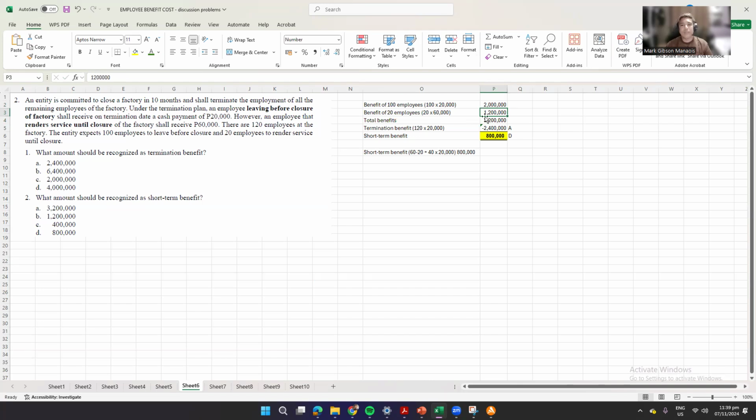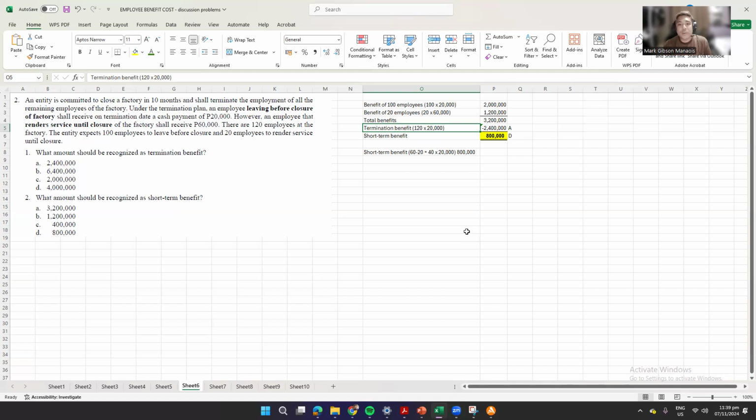3,200,000 total benefits. Now, the termination benefit, that's 120 multiplied by 20,000. So we're basically assuming the full amount, that all the employees will resign before the closure of the factory. So that's 120 employees multiplied by 20,000. We get 2,400,000. This is the termination benefit that we have to recognize. Okay, so that's letter A or requirement number 1.